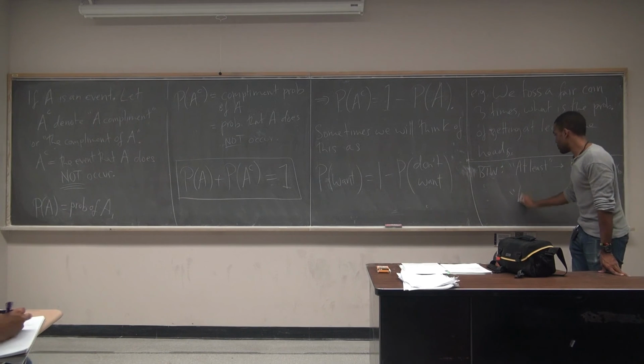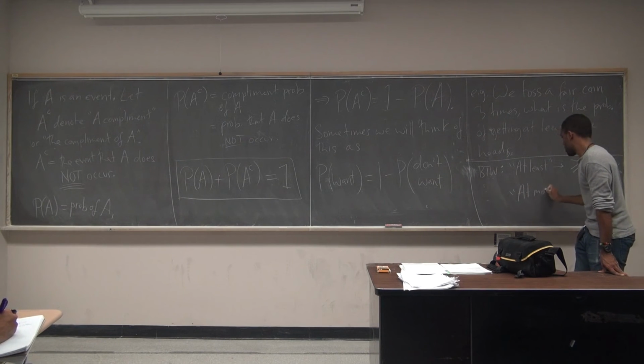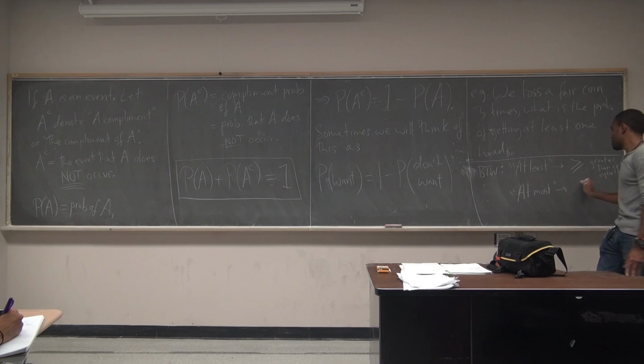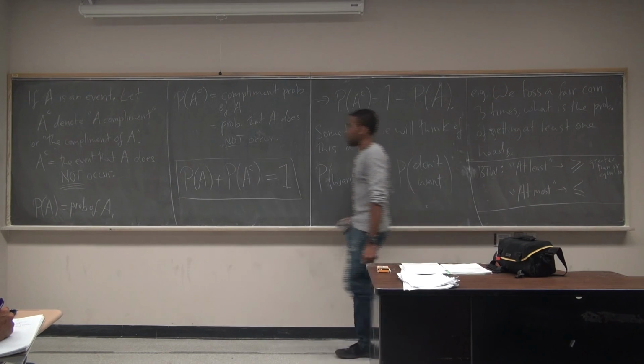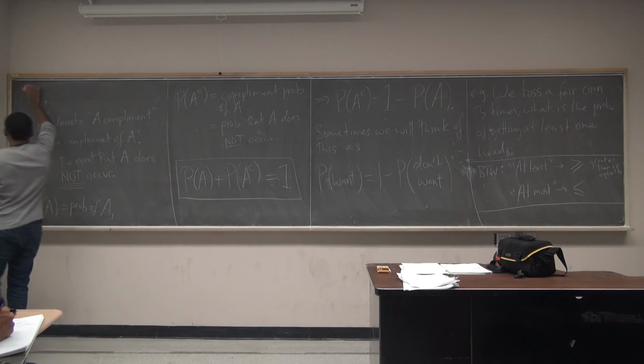Another phrase that you'll see often is "at most," which just means less than or equal to. So when I say the probability of getting at least 1 head, I mean getting 1 head or more. You get 1 head or 2 heads or 3 heads, all those possibilities. What is the probability of that?